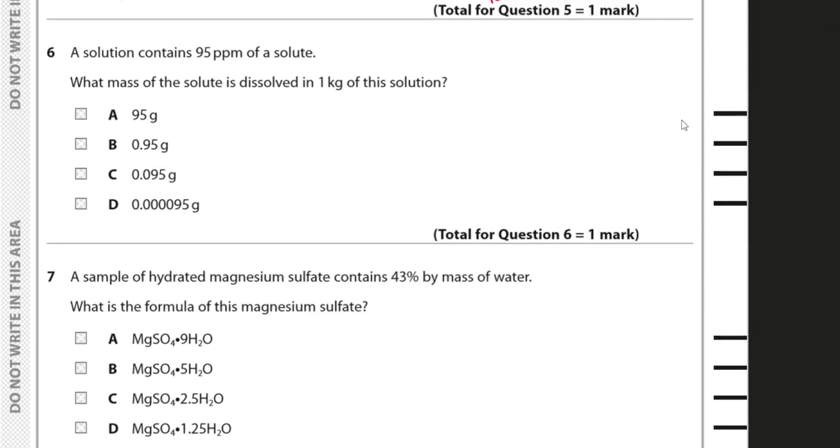Moving on, a solution contains 95 ppm of a solute. What mass of the solute is dissolved in 1 kilogram of this solution? Now, we can see that the solution contains 95 ppm of a solute. So what does 1 ppm mean? We need to understand that. Look, 1 ppm basically means 1 milligram of solute per 1 kg, which is 1000 gram, of solution.